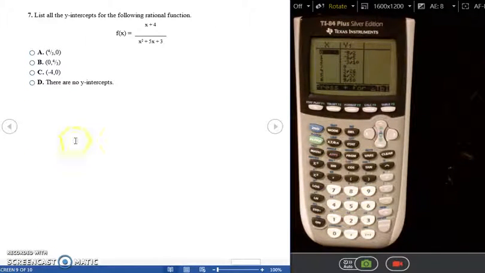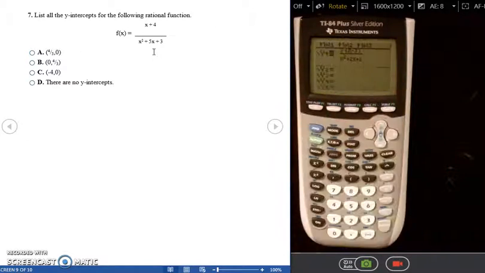And the second question asks me to find the y-intercept of this rational function, and anytime I see it asking for a y-intercept and I have the graphing calculator to use, I'm cheering because this is a fairly easy operation to ask the graphing calculator to do. So as always, I have to enter the function into the graphing calculator, and I do that under y equals.